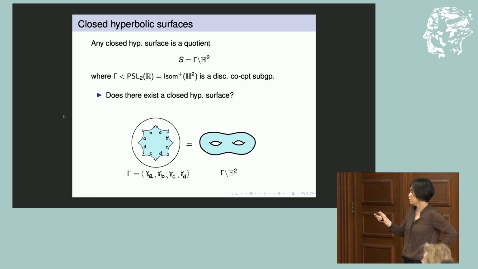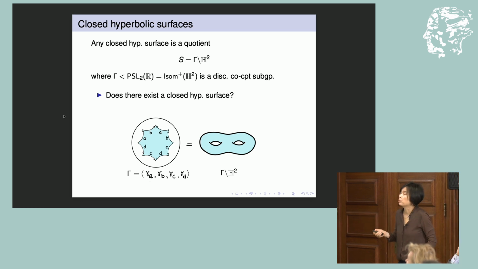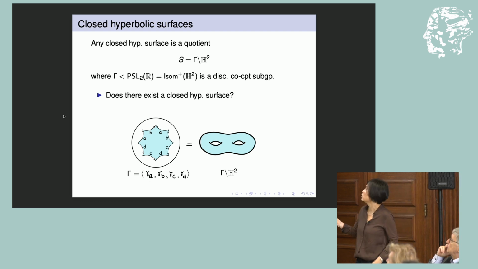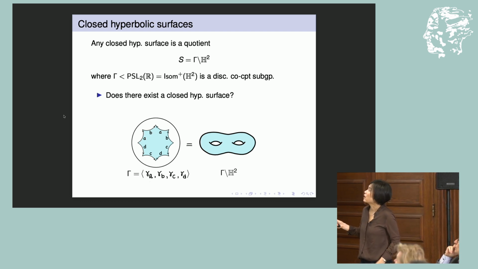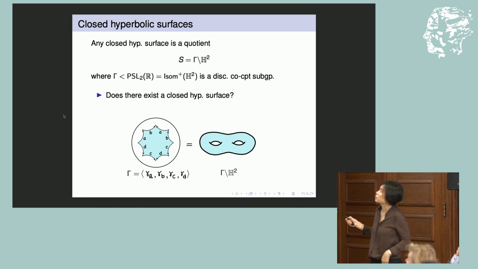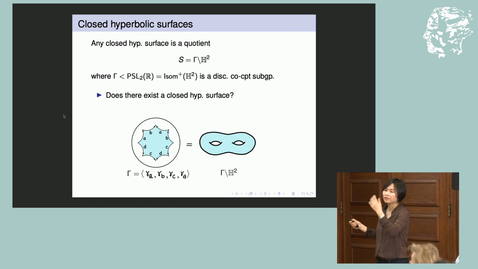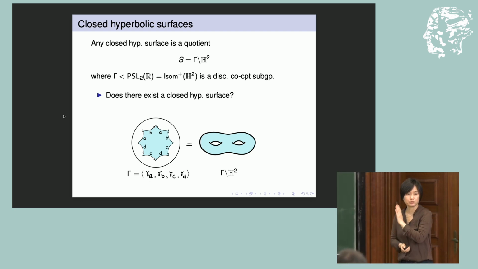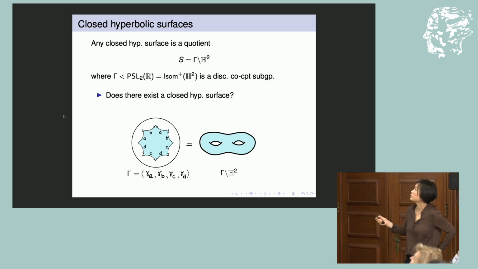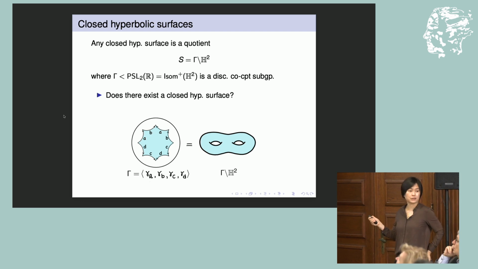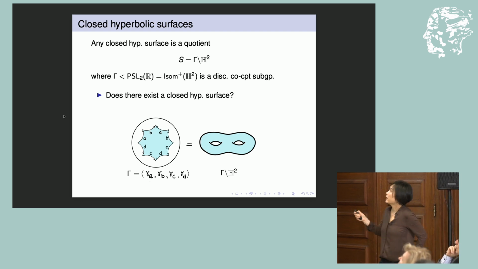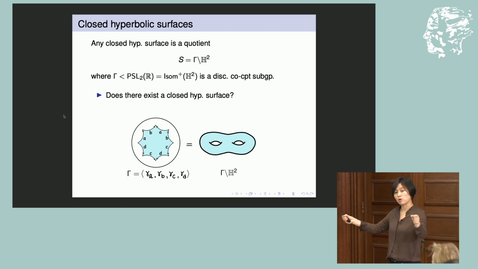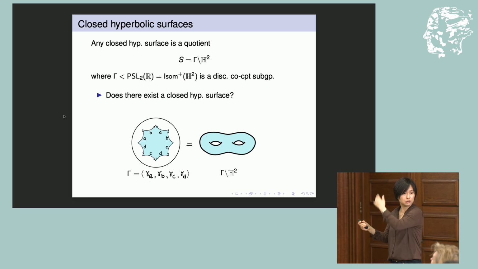So indeed now I can say exactly what a closed hyperbolic surface is. A closed hyperbolic surface is a quotient of H2 by Gamma, where Gamma is a discrete co-compact subgroup of the isometry group of H2, which is PSL2R. Okay? So this is our definition of a closed hyperbolic surface. By this quotient, we mean that all the points lying on the same Gamma orbit are just 1 point. This is what the quotient means.